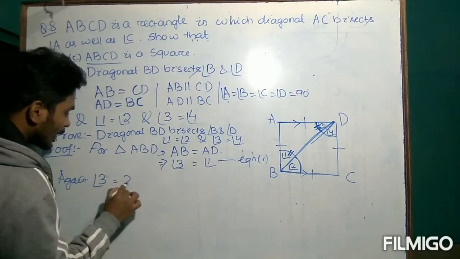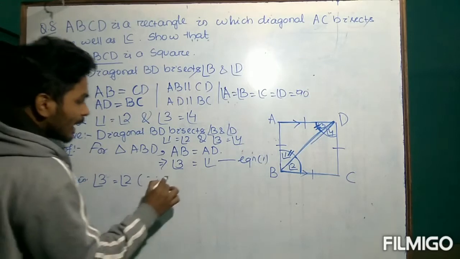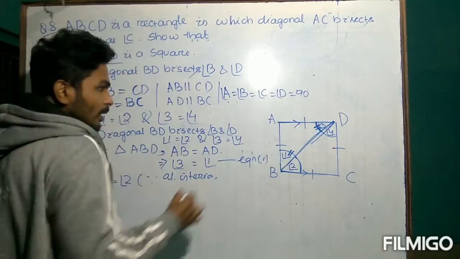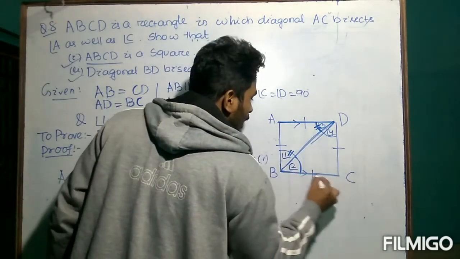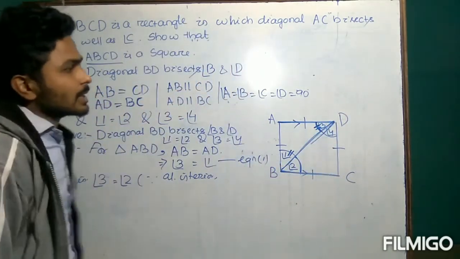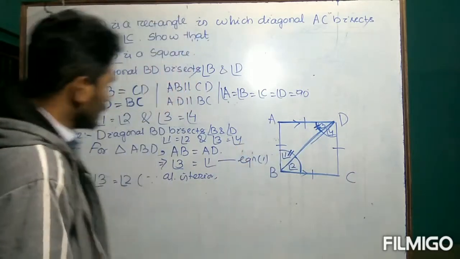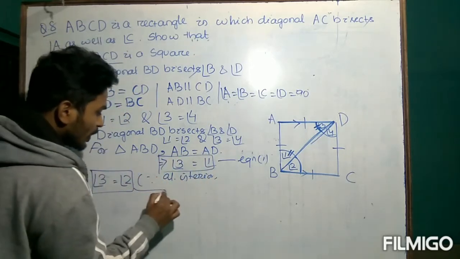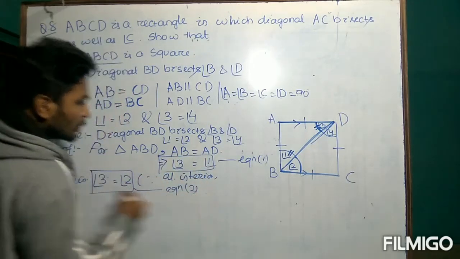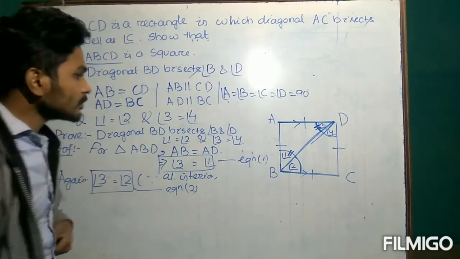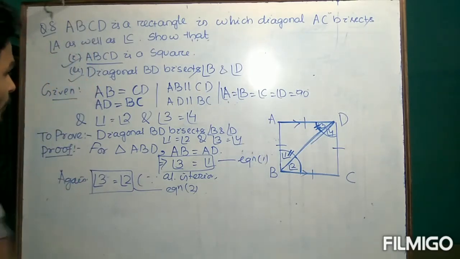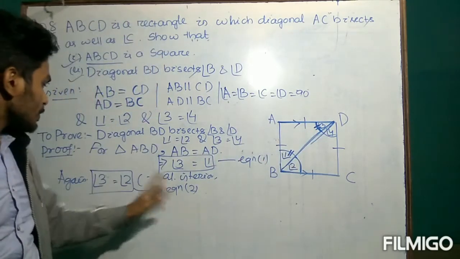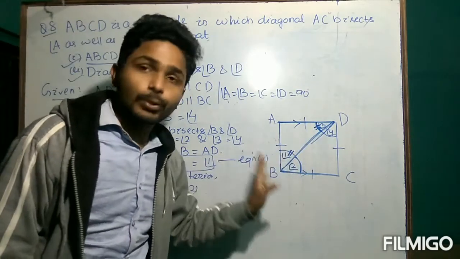Angle 3 is equal to angle 2. Why? Because they are alternate interior. Here we have considered AD and BC as two parallel lines and BD as a transversal line. So angle 3 is equal to angle 2. Let's say this is our equation number 2. So now what we have found? We have found from equation 1 that angle 3 is equal to angle 1, and in equation 2 we have found angle 3 is equal to angle 2.